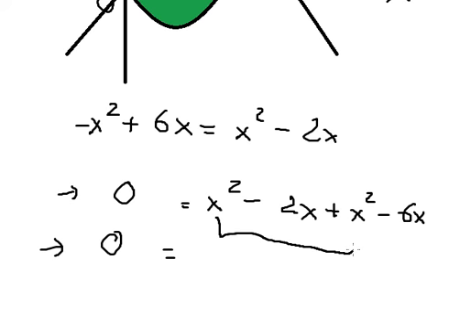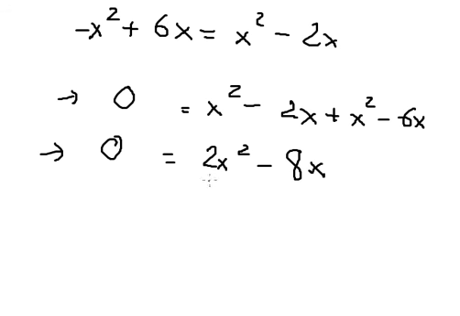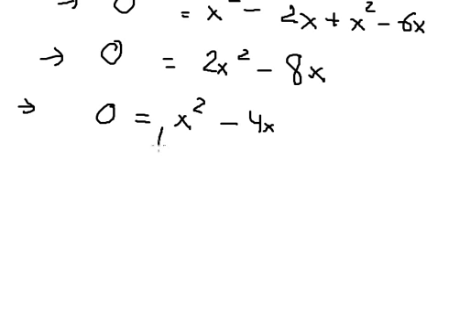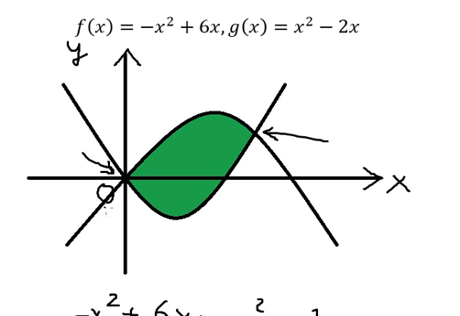So x squared plus x squared, you get 2x squared. Negative 6x, negative 2x, you get negative 8x. Next, we divide both sides by 2. So we have x squared minus 4x, and I need to put this equal to 0. And now we have two solutions: x equals 0 and x equals 4. So this one is 0, and this one is 4.